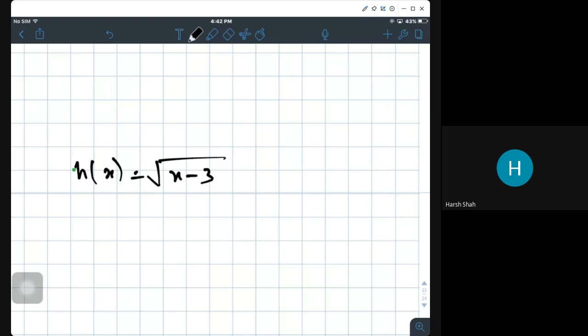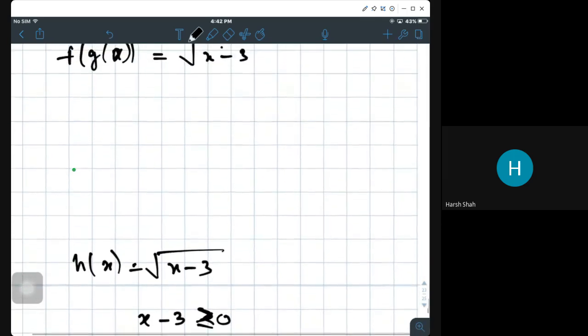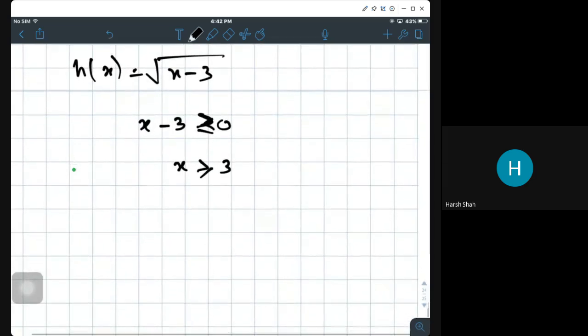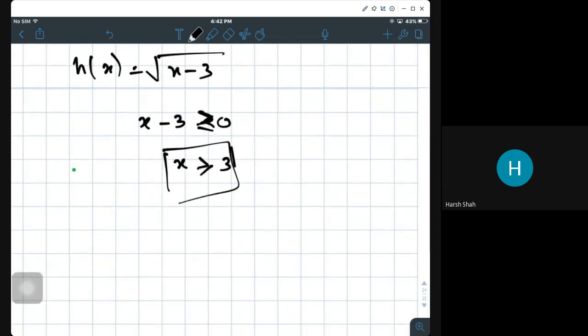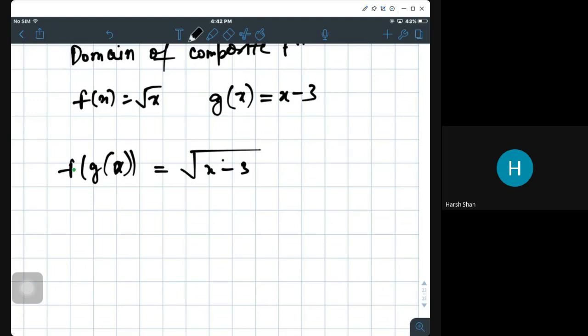What must be my domain so that I get a valid output? We know that inside of a square root, I cannot have a negative value. So my x minus 3 should be greater than or equal to 0, or my x should be greater than or equal to 3. Is it correct? Now let me find the domain of a composite function.